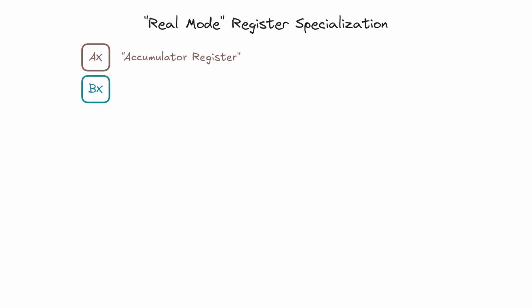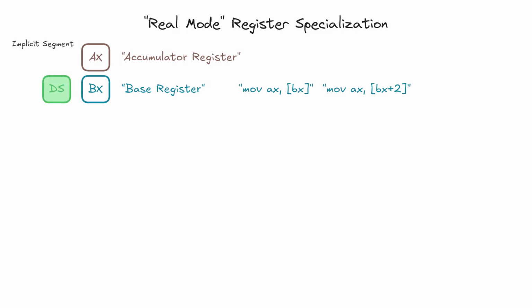Next is the BX register, or the base register. It's one of a few registers which can be used for the address of an indirect memory access, dereferencing a pointer. Accesses using BX are implicitly performed in the data segment, although this can be overridden with any other segment register at the cost of a larger binary encoding. Then we have the CX register, or the count register. It's used for operations where a count is required, such as a variable length shift, loop, or string instruction.